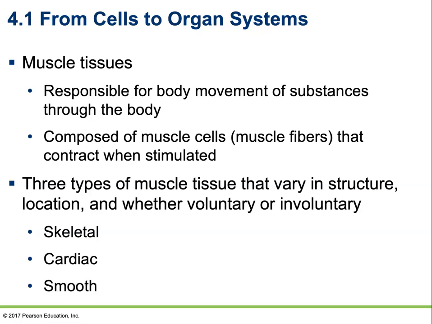Smooth muscle is going to be found in the walls of hollow organs. So for example, the stomach, blood vessels, bladder, uterus. This is going to be used to propel substances or objects through internal passageways, and again is going to be considered involuntary muscle movement.